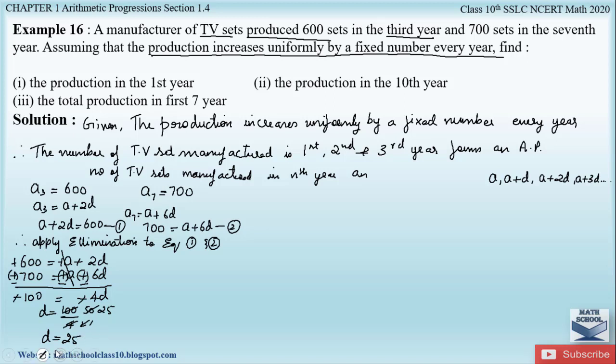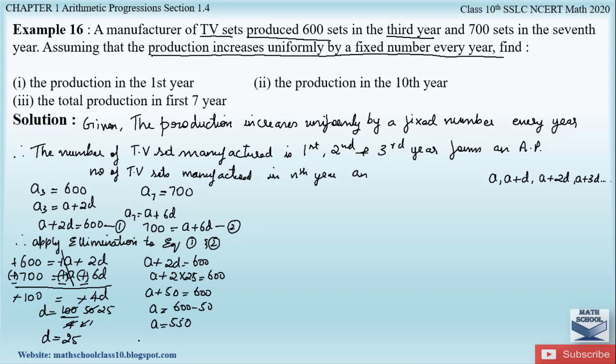Now let us substitute this d value in equation 1 and find out the a value. Equation 1 is a plus 2d is equal to 600. So a plus 2 into 25 is equal to 600, or a plus 50 is equal to 600. When we transfer this 50 to the right hand side, we get a is equal to 600 minus 50, so the a value will be 550.